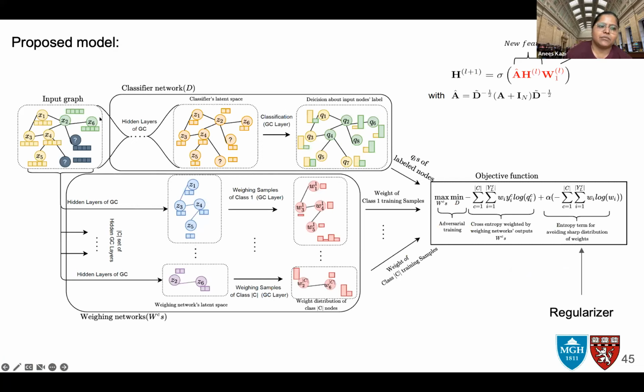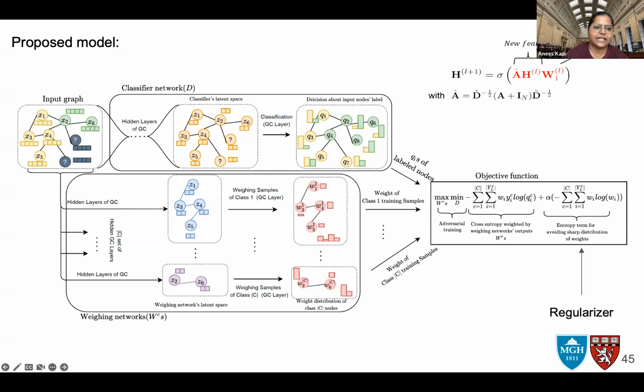So you have an input graph with input node feature vectors, and the task is to do node classification. The upper part here is our conventional GCN, right? So basically a couple of GC layers, you just send this input graph and the node features, and you get the class probability at the final stage. The novelty lies in this lower weighting network.